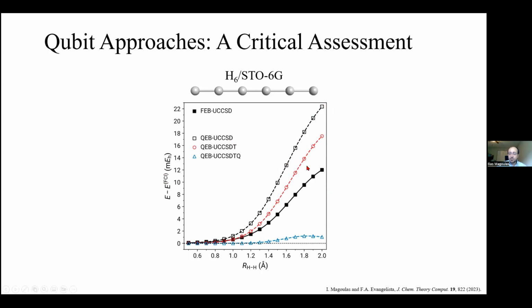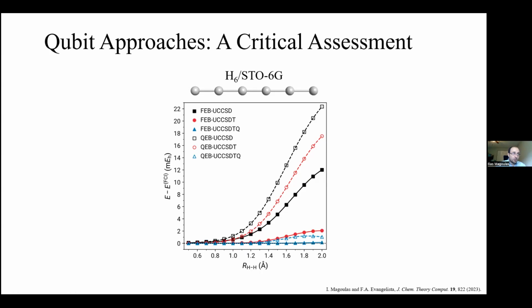So this is how the fermionic UCCSD method behaves. And you can see that it is already better than the nominally higher level qubit UCCSD-T approach. If we use triples in the fermionic case, we're almost as good as quadruples in the qubit case. And if we have quadruples in the case of fermions, UCCSD-TQ is practically exact across the board.